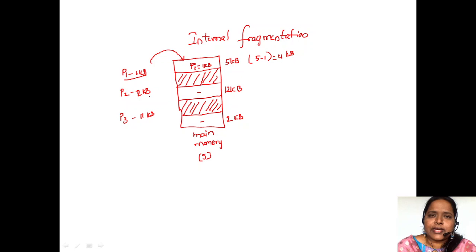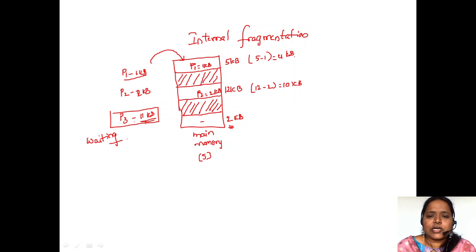And P2 requires 2 KB, but the size over here is 12 KB, so 12 minus 2 equals 10 KB. And P3 requires 11 KB, but here we can't accommodate P3. Why? Because only 2 KB is left. This is what happens when we are not following any memory allocation algorithm, as with first come first serve. So P3 requires 11 KB, but that much space is not available. Now this P3 will be waiting.